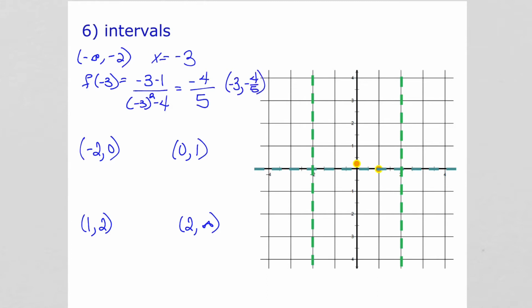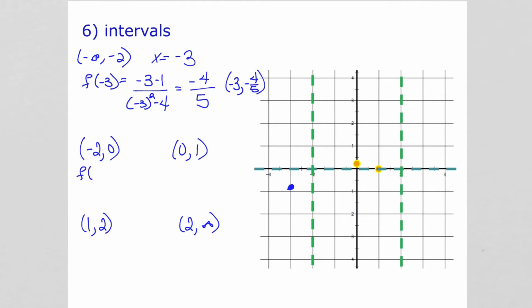Now, I know it's hard to graph negative 4 fifths. Just get as close as you can. So negative 3, negative 4 fifths, that's just before negative 1. So something like that. And then we go through and do the rest of them.